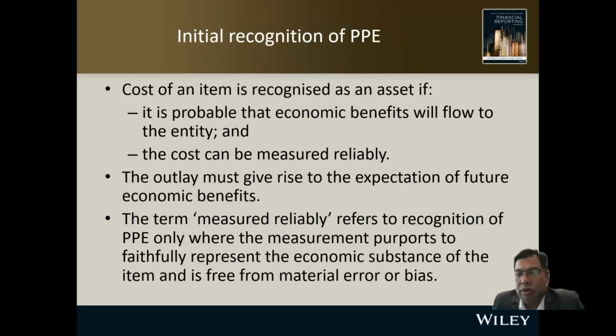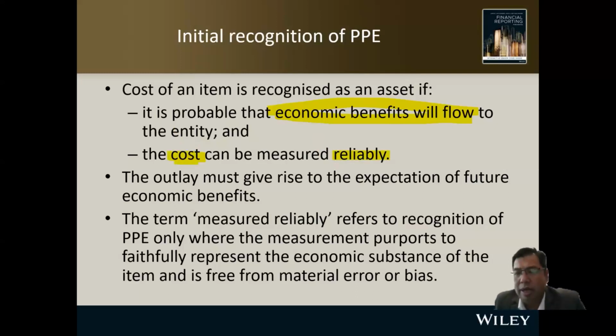Okay, first you must understand that the cost of this item can be recognized if there are two conditions here. Number one, it is probable that the economic benefit will flow to the entity, that the asset will bring economic benefit to the entity. So that's number one. Number two, okay, the cost can be measured reliably. So the cost can be measured reliably.